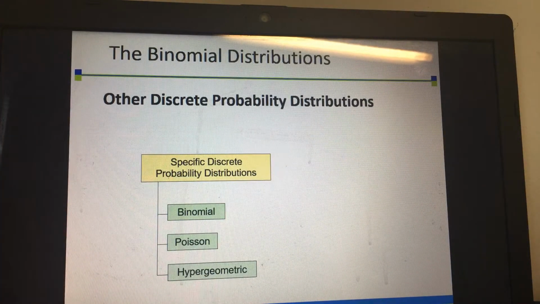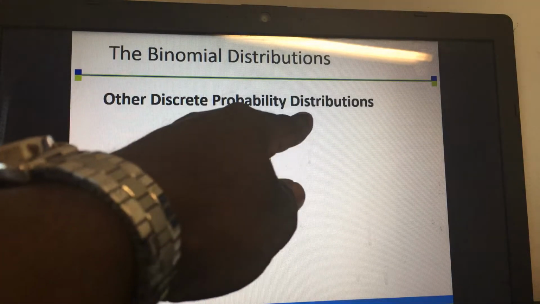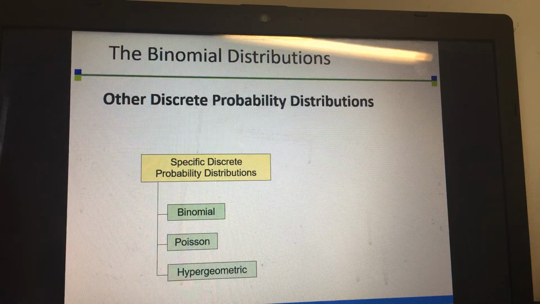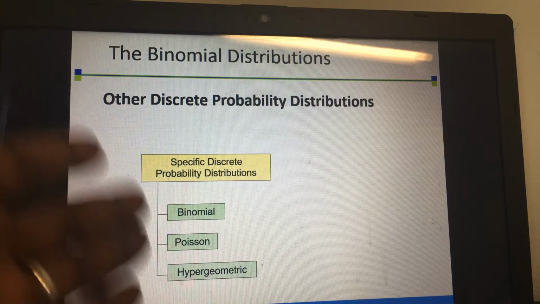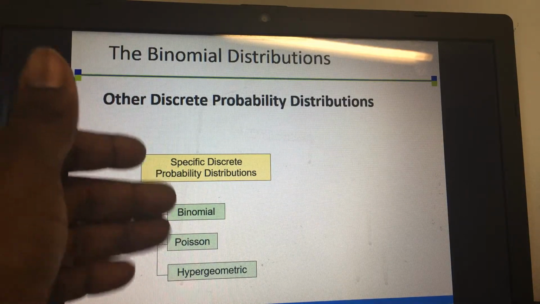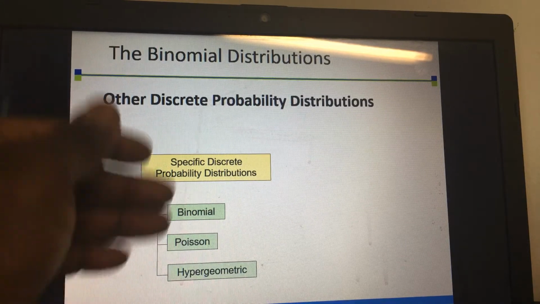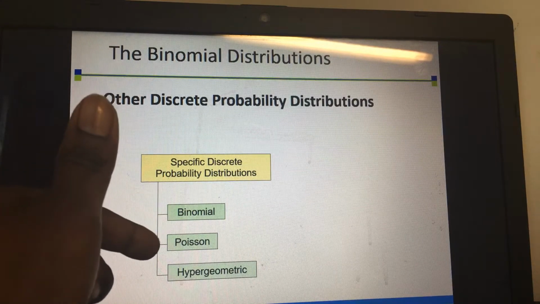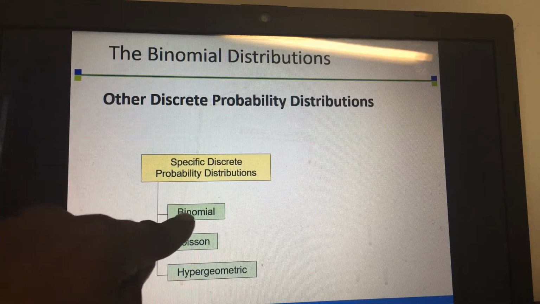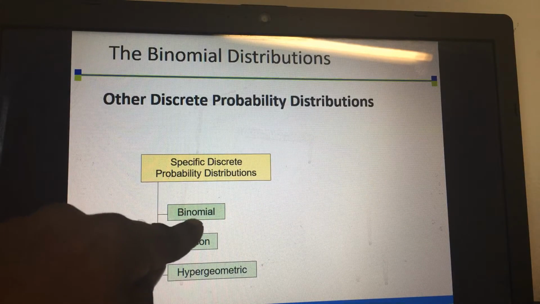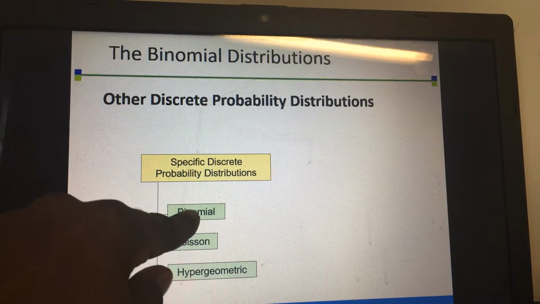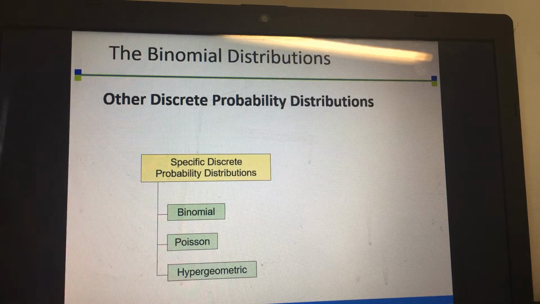And I explained that a probability distribution simply means a selection of random variables, the values that those random variables can take, and their corresponding probabilities. And I gave you the examples that we'll discuss in this lecture series: the binomial, the Poisson, and the hypergeometric. Today we'll be dealing with binomial. In fact, this week and the following weeks, we'll be working on binomial. After that, we can go to Poisson.